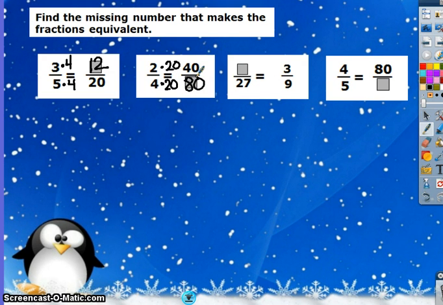So what I want you to do right now is I want you to pause the video. I want you to try these 2 on your own, and then when you hit play again, you'll see me go through them. So over here, 27 divided by what gets us to 9? 27 divided by 3 equals 9. So what number divided by 3 equals 3? 9 divided by 3 equals 3. 4 times what number gets us to 80? 4 times 20 gets us 80. So 5 times 20 is 100.